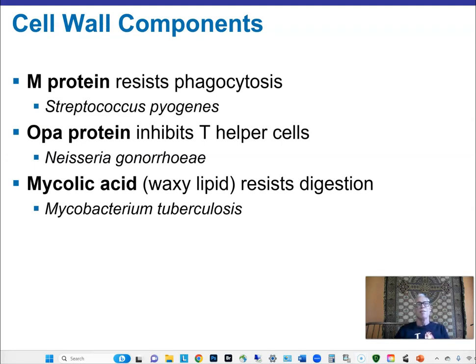Talked about Strep pyogenes just now. There's this M protein that can help it attach to host cells. It also can help it resist phagocytosis. It interferes with opsonization and phagocytosis. The Opa protein of Neisseria gonorrhoeae inhibits helper T cells, so the adaptive immune response has a hard time getting going against these things.